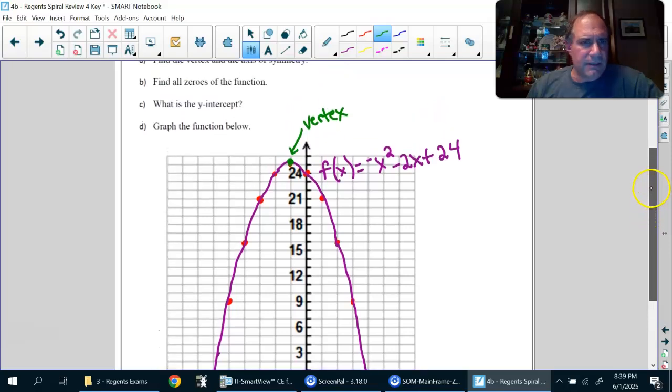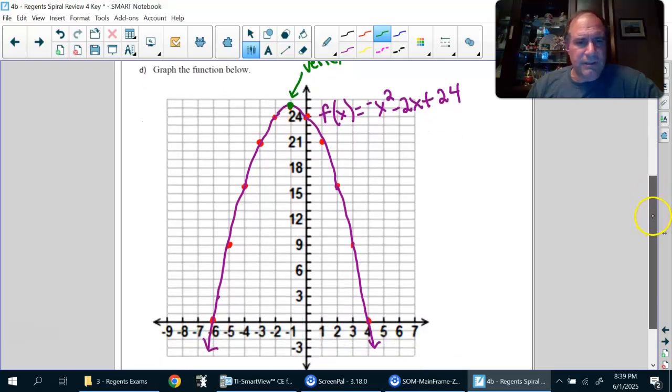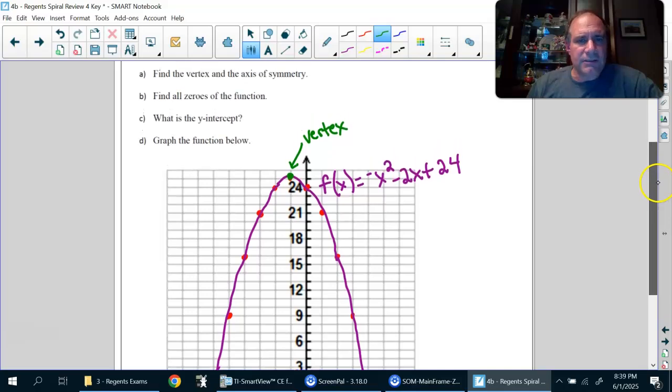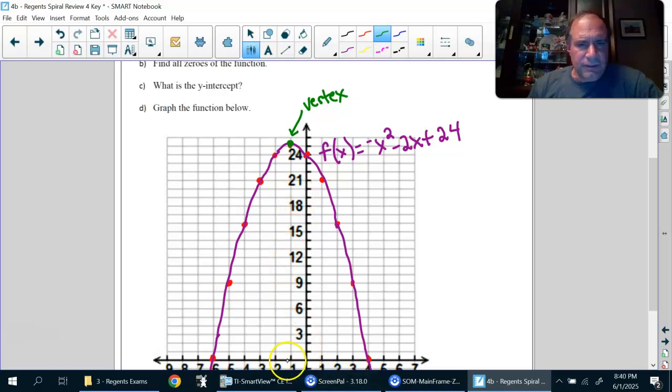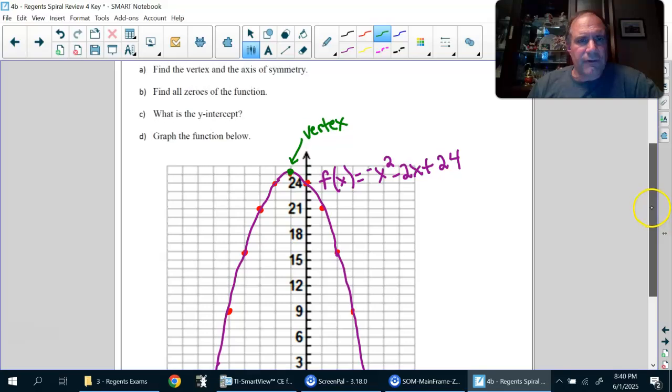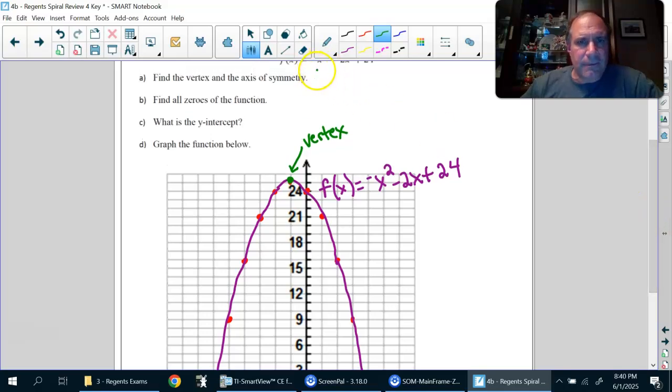Now they're going to ask me all types of questions here. The vertex is right here where I put that arrow. So this is 1, 25. So the vertex is the 1, 25. And that is a maximum. All right. I'm going to put maxima because that's what they sometimes call it.